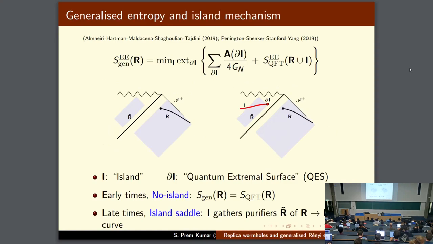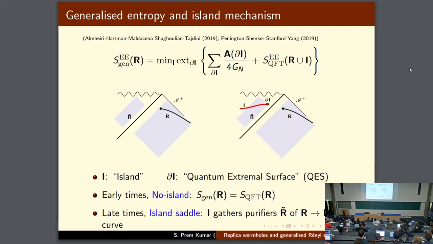this generalized entropy formula, which is applied to the problem of the evaporating black hole, led to the notion of the island mechanism, which followed from the analysis done by these authors. And the island mechanism basically rests on this definition of the generalized entropy. So the idea of the generalized entropy of Hawking radiation R, or any subset of the Hawking radiation R, well, it consists of two bits.